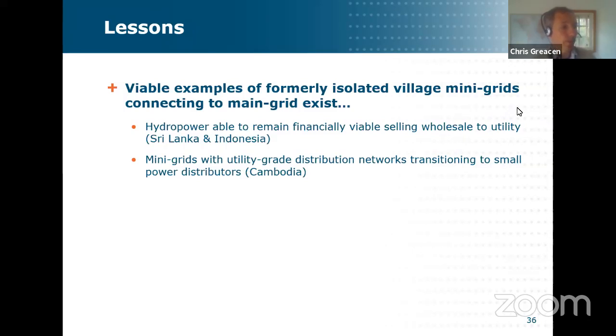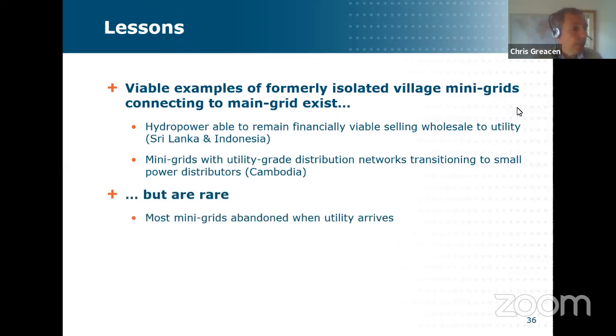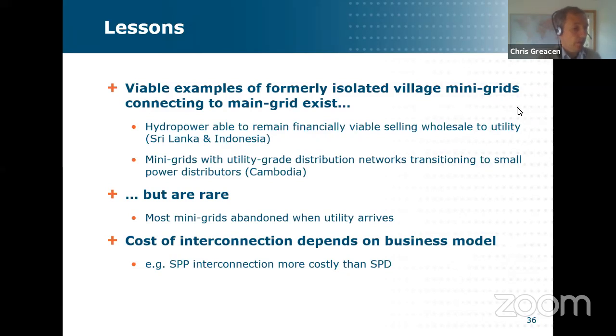And mini grids with utility grade distribution networks have transitioned to become small power distributors. Cambodia was the example that I showed. This is particularly the case where the generation assets are low value, like diesel generators, even if the fuel to operate them is expensive. But unfortunately, they're fairly rare still. Most mini grids are abandoned when the utility arrives. And the cost of interconnection depends a lot on the business model. So SPP interconnection is more costly than SPD because the technical requirements are higher, as I mentioned.